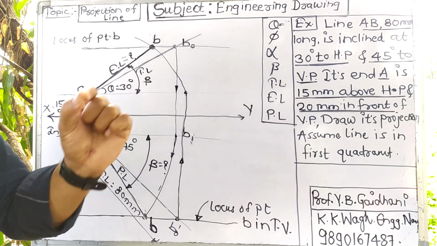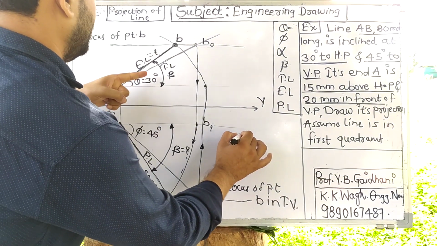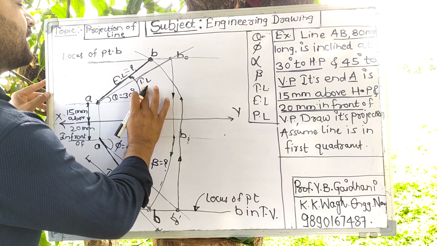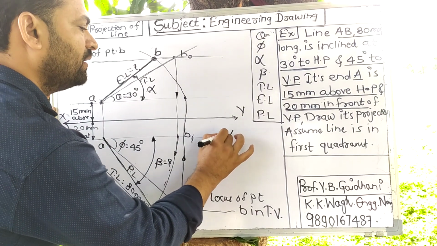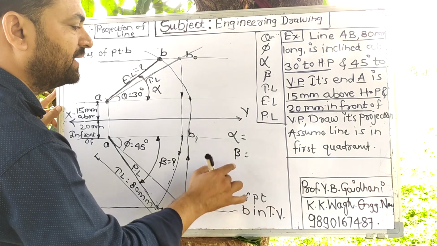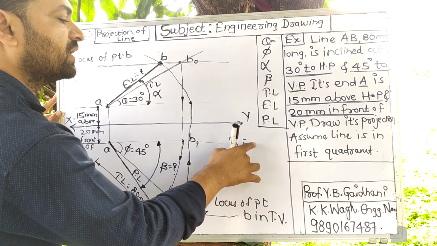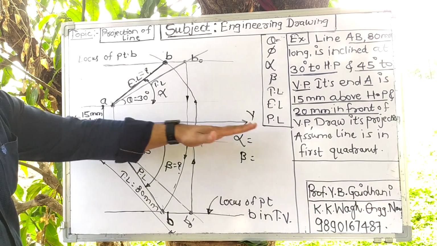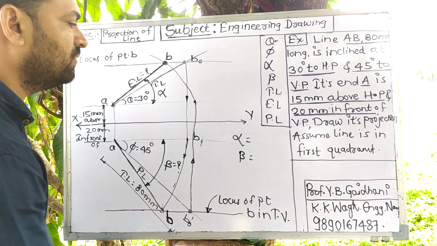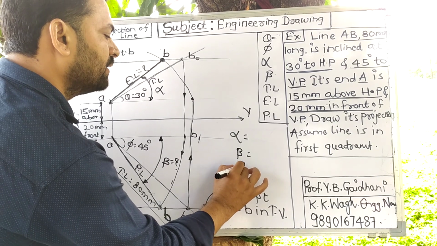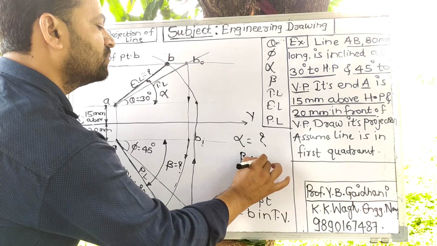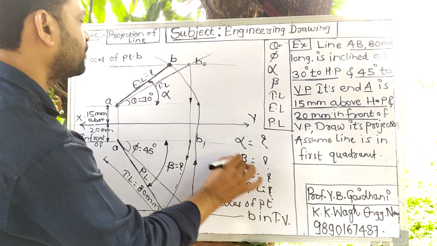Now students, you have to do this. Find out the apparent angle. Actual angle alpha, actual angle beta, apparent. Actually, this is the apparent angle beta. This angle is with reference to the front view, that means with reference to HP. This angle is with reference to VP. This is in the top view. Again, we have to find out EL, elevated length, and PL, plan length. After drawing this, you can find out all this.